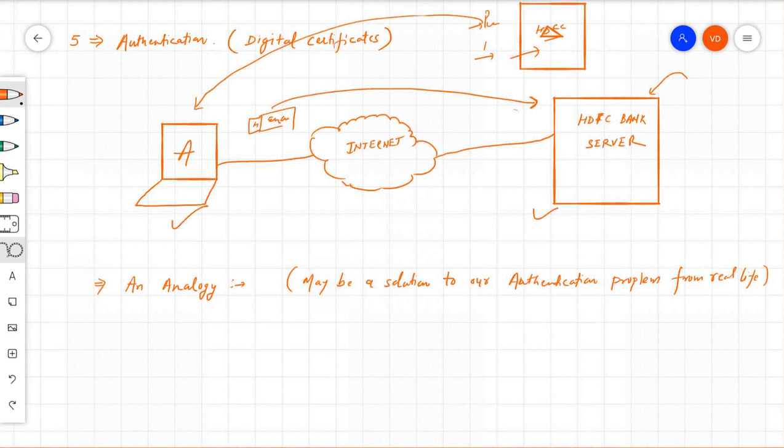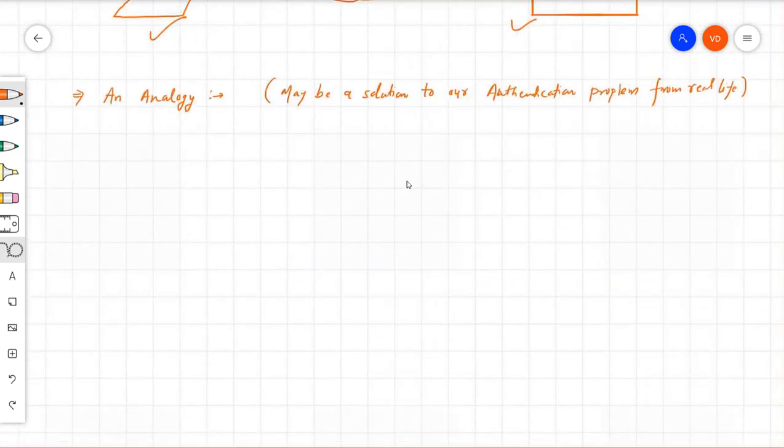So I always take an example from real life to explain this. You won't believe me, but whatever solutions we have in security, all are taken from real life only. But the way of implementation could be different. So let's try to understand this with an analogy from our real life.